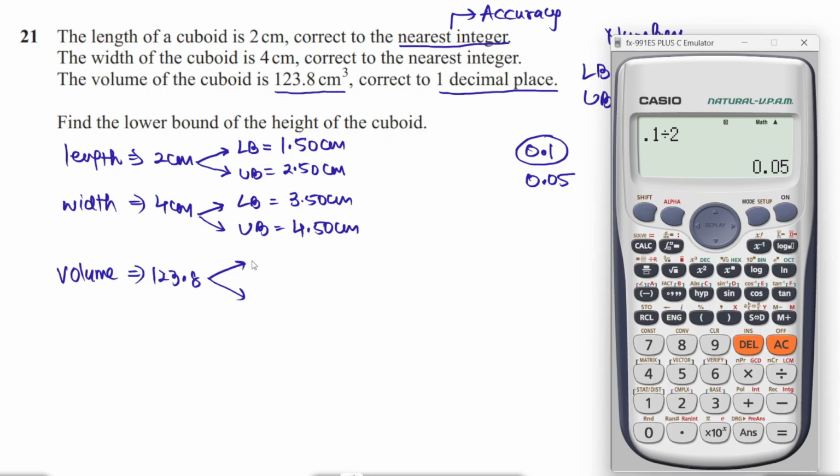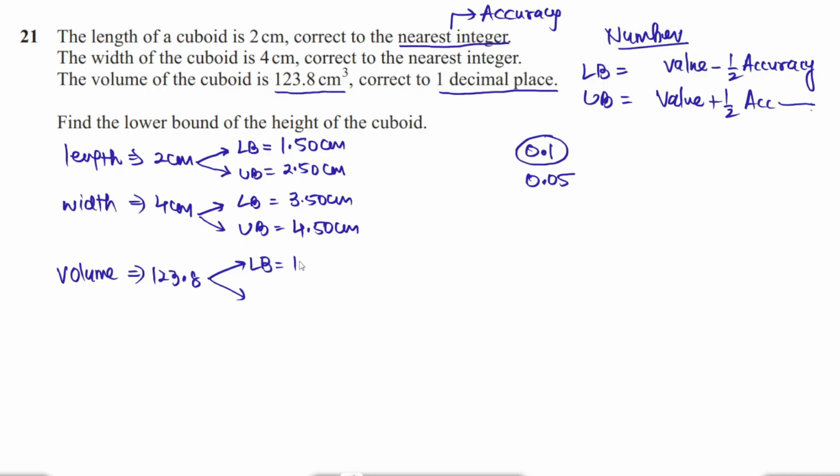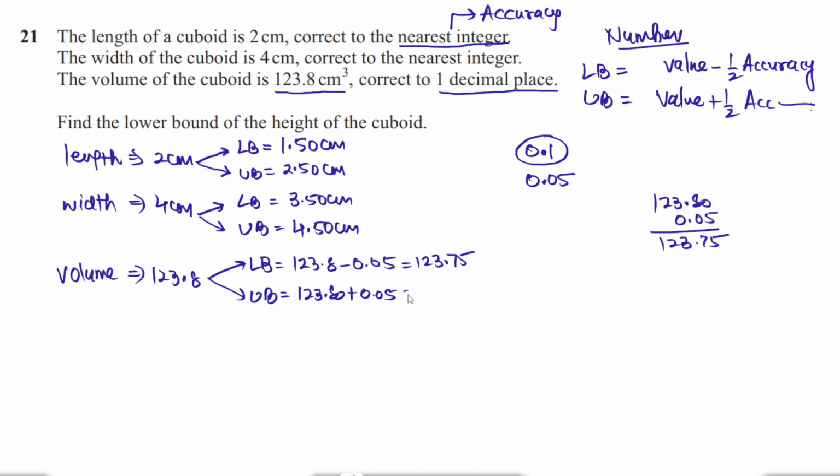What do we need to do? 123.8, because it is decimal, so you need to be very careful and use the calculator appropriately. 0.05 if you want to use the calculator, because this 123.8 could be considered as 123.80, and you are subtracting 0.05, it means you are gonna get 123.75. So 123.75 is the lower bound, and upper bound we have to add 123.80 plus 0.05, and you got 123.85. You can use the calculator where it is appropriate for you. Okay, in that sense we can solve the problem.